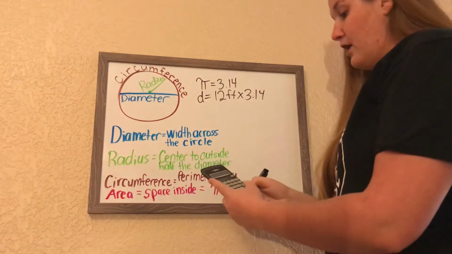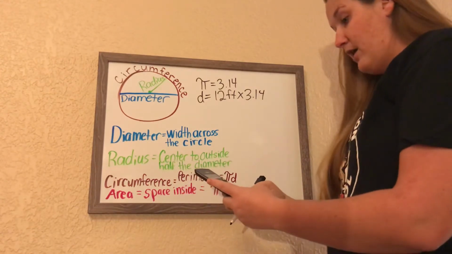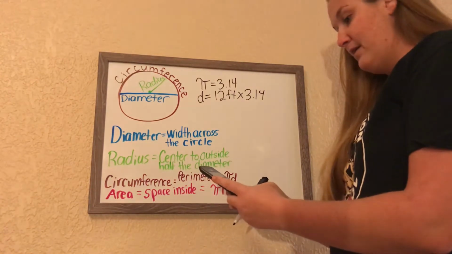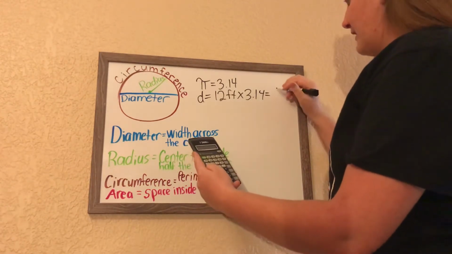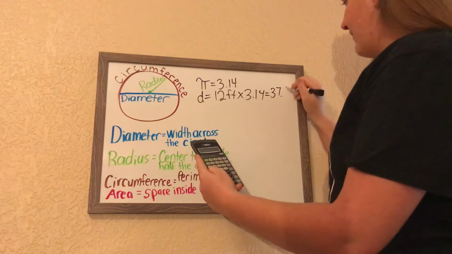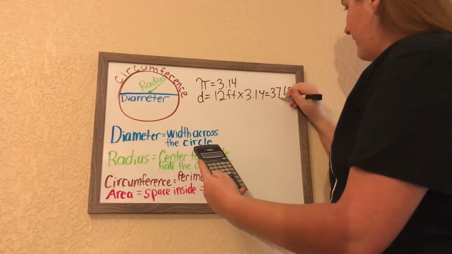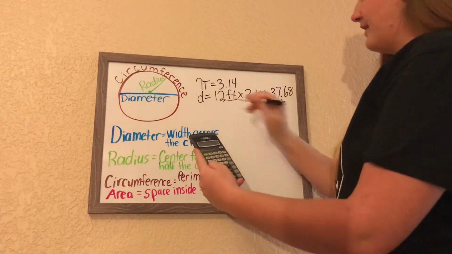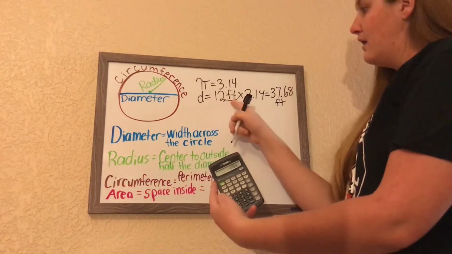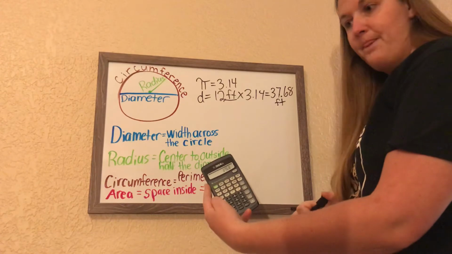All right? You are welcome to use your calculator on all of these assignments that you have. And you would get that the circumference is about 37.68. Okay, and that is feet. I need to keep the same units that I started with, okay?